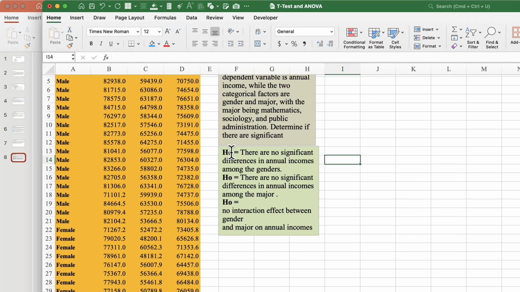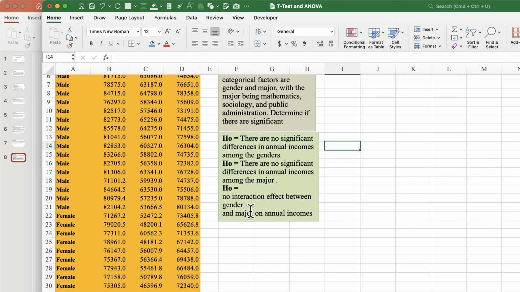So the first null hypothesis is about the effect of gender on annual income. The second null hypothesis is about the effect of major on annual income, and the third is about the interaction between gender and major and their effect on annual income.